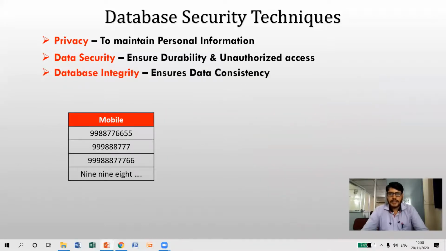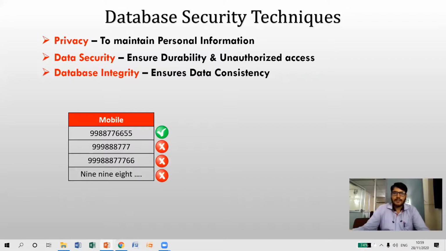Okay, so the next security technique is database integrity. It has to ensure data consistency here. What do you mean by data consistency? Assume that I'm going to store a mobile number here. Normally a mobile number contains a 10-digit number. Suppose I try to store less than 10 digits or greater than 10 digits, isn't it? And suppose I try to store the mobile number as a textual value, it should not accept.